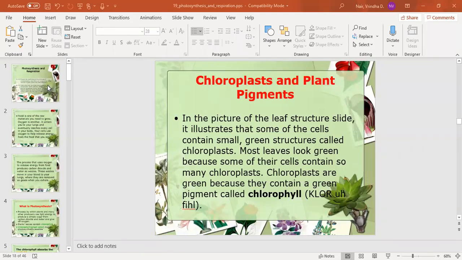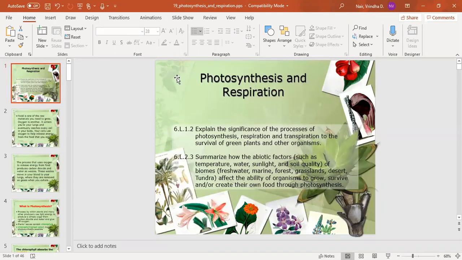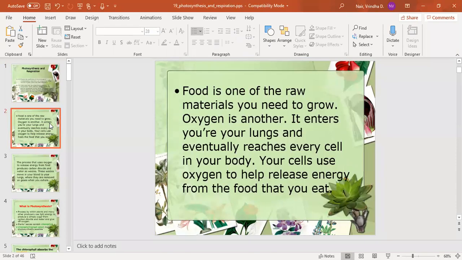Good morning, everyone. Today we are going to do a new unit, which is ecosystem and ecology. The first thing that we'll be doing is about photosynthesis. So, photosynthesis and respiration. These are the two important things that the plant needs to do to function and be healthy. So now let's just start moving.